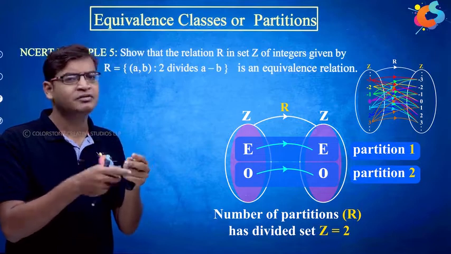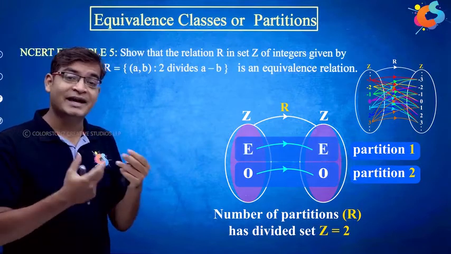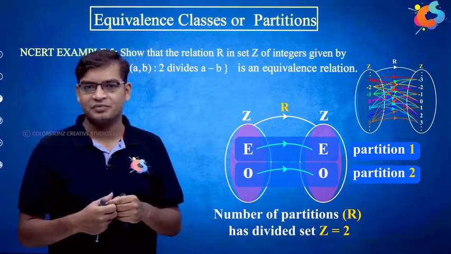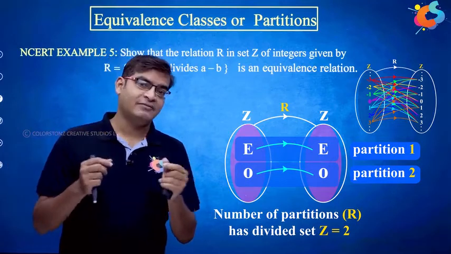What is the first partition? You can say even number set. What is the second partition? You can say odd number set, right? So that is what we have to understand.